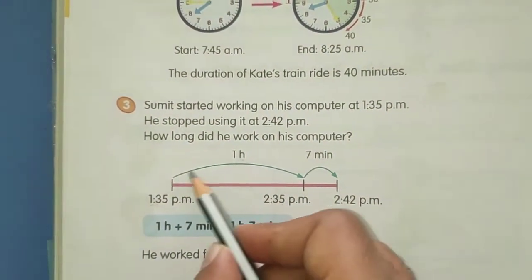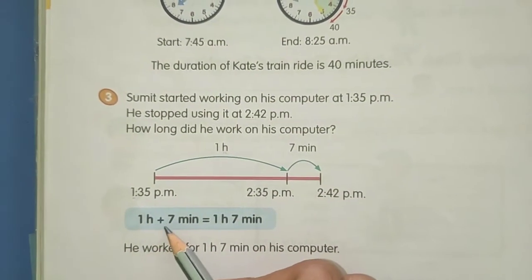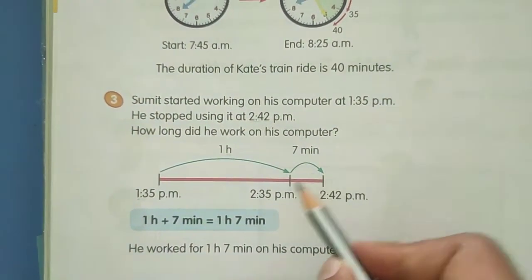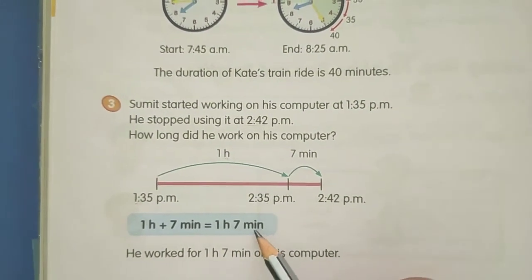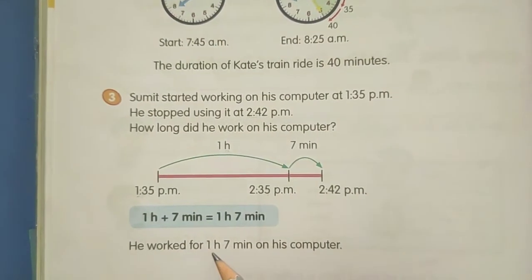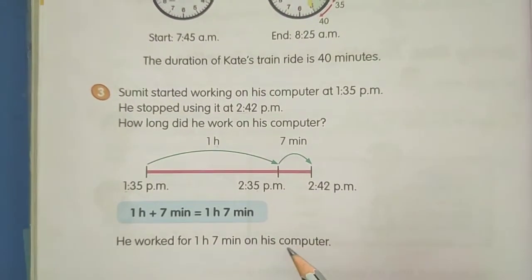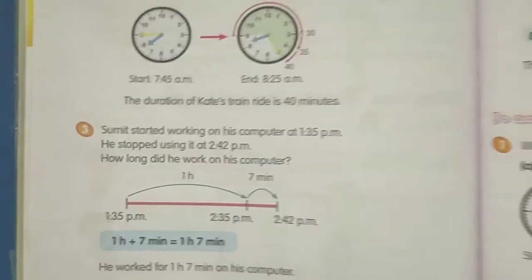What is the total time? This is 1 hour. 1 hour plus these 7 minutes. 1 hour plus 7 minutes. And how to write it? 1 hour 7 minutes. So he worked for 1 hour 7 minutes on his computer.